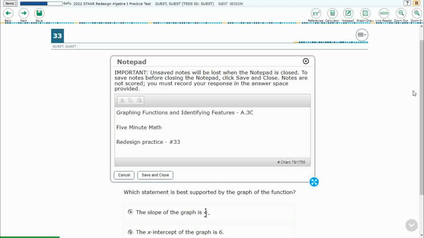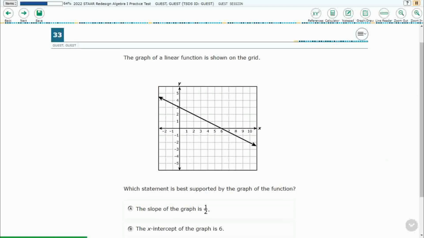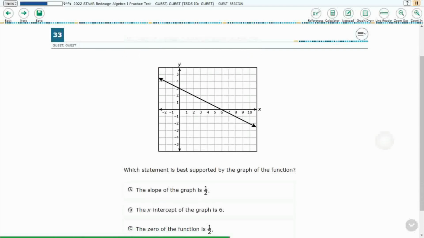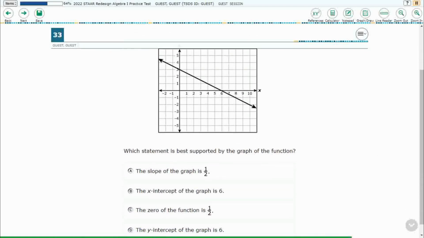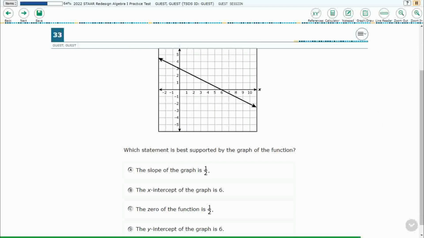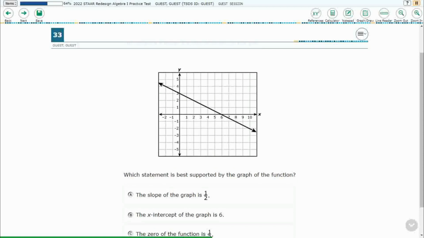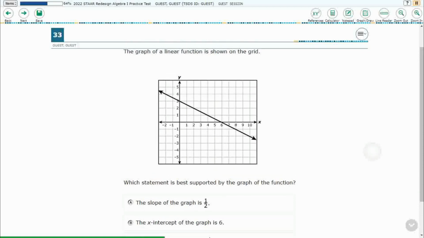Today we are looking at the Algebra 1 concept of graphing functions and identifying features. This is standard A.3C in the great state of Texas, and we are using item number 33 of the Redesign Practice Online STAAR test. If you haven't done so already, please go ahead and take a moment to pause the video, work this problem out on your own, unpause it, and we will look at our answers together.